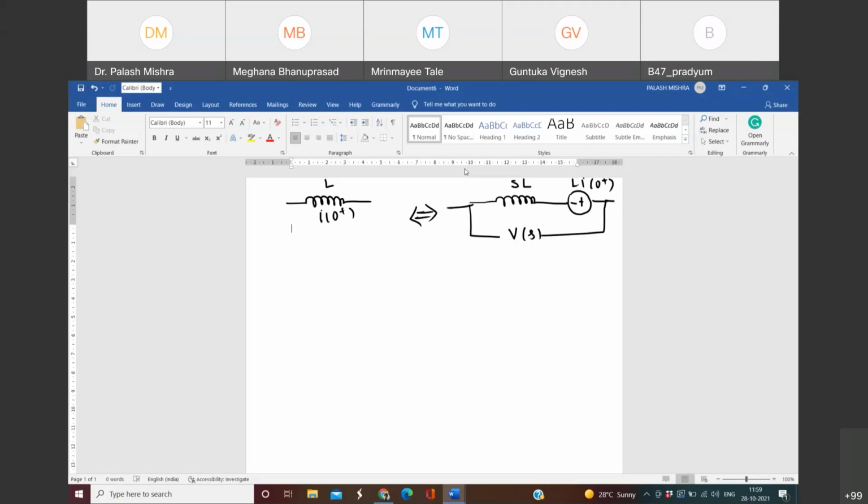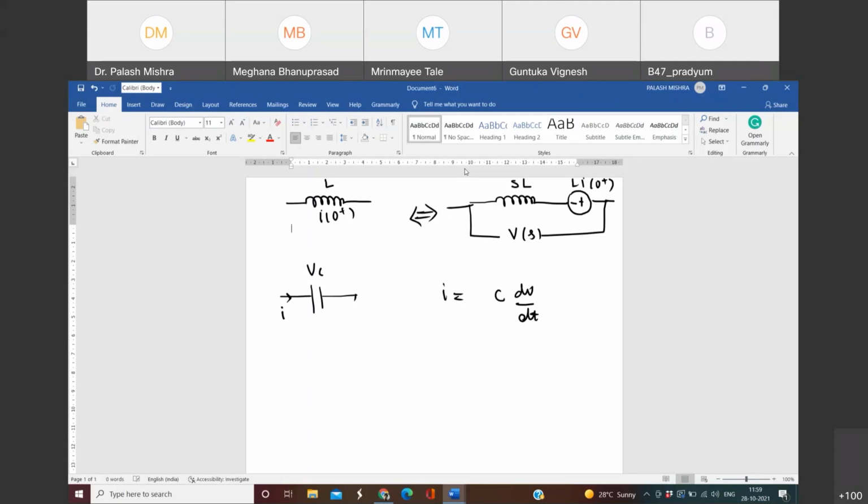Okay. Now let us suppose we have a capacitor, and there is a voltage VC across it and the current I is flowing. What is the current across the capacitor? Please tell me. I is equal to C times dV by dt.